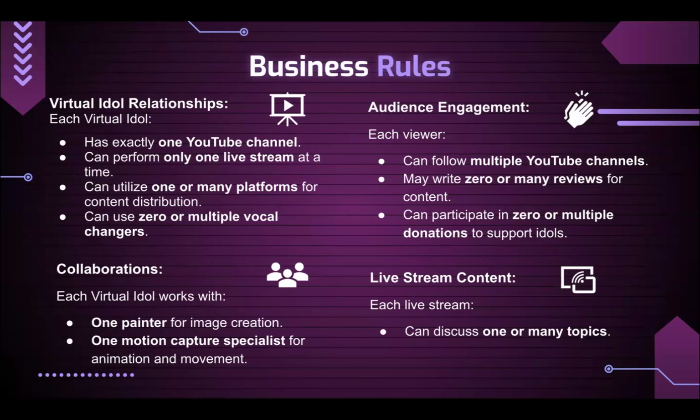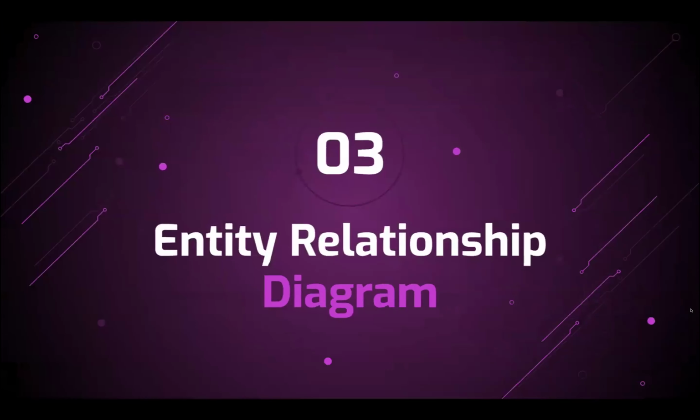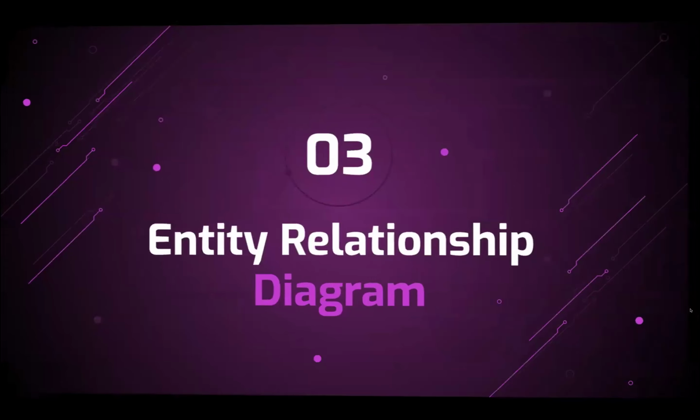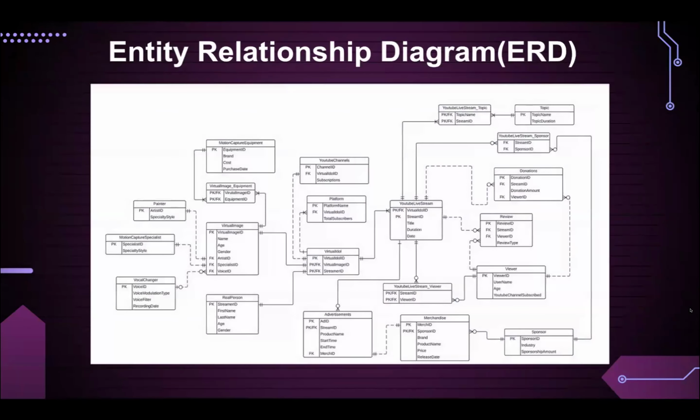Moving on to audience engagement, viewers can follow multiple YouTube channels, write reviews for content, and even participate in donations to support their favorite idols. These interactions are key to understanding viewer behavior. Finally, for live stream content, each stream can discuss one or more topics, giving idols the flexibility to engage with their audience on a variety of themes. Next, I'll hand it over to Prayag. Thank you. So basically, this is the entity relationship diagram.